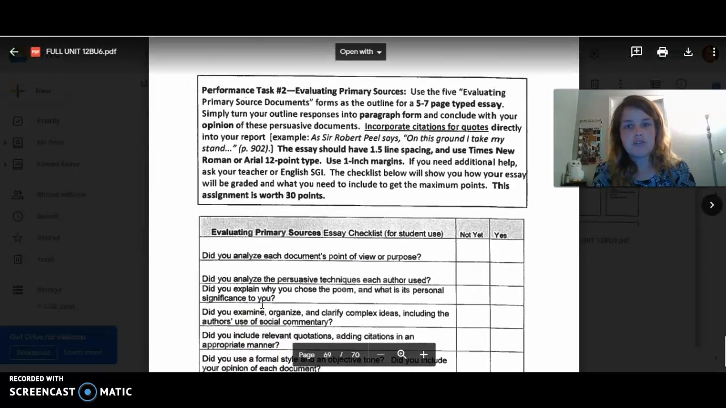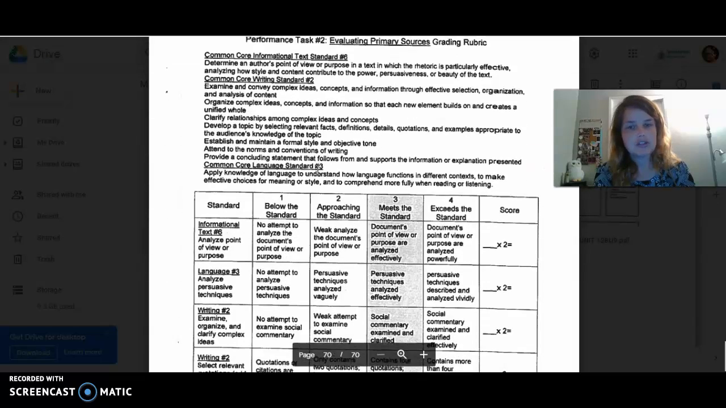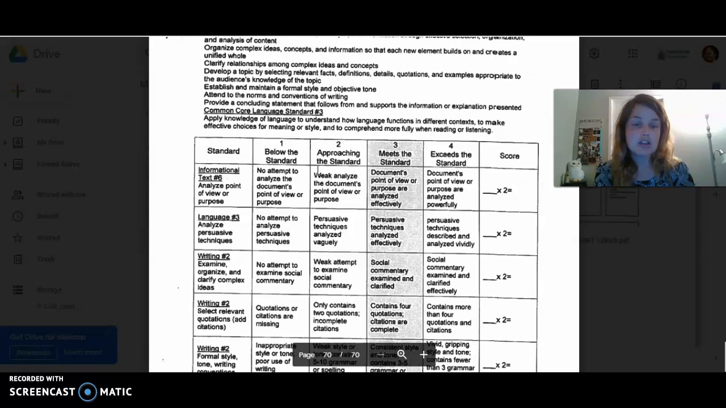formatting? So remember, this is 5 to 7 pages. I know here it says 1 to 2 pages. Ignore that. It's 5 to 7 pages. It looks like they just honestly copied and pasted the wrong checklist in there and was like, that's fine.